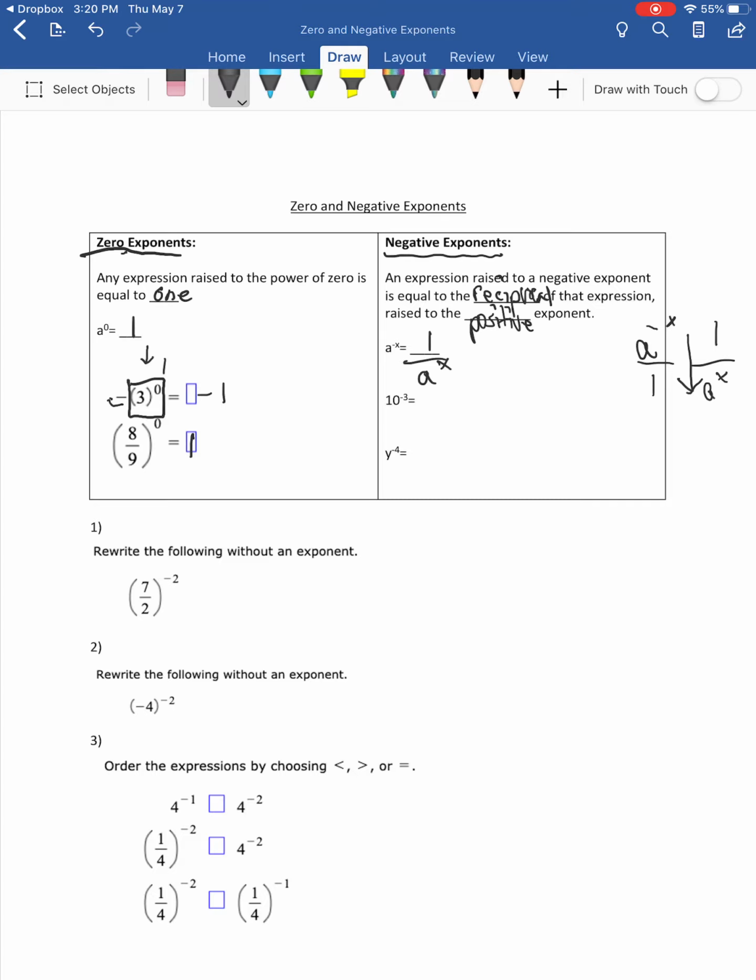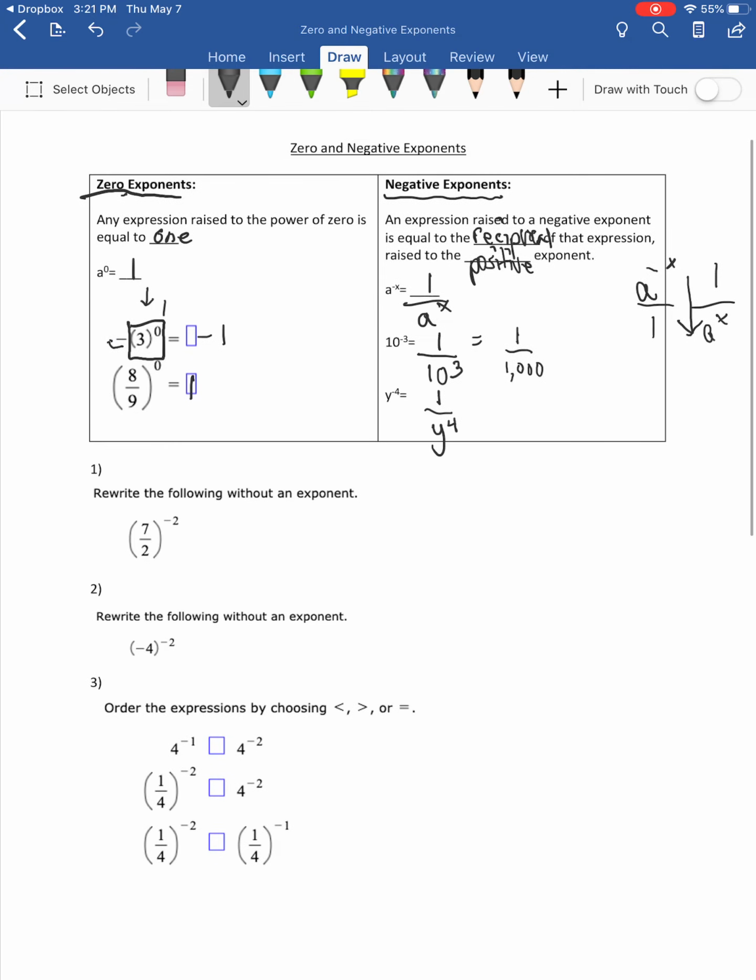So 10 to the -3 power is going to be 1 over 10 to the positive 3 power, which is going to, of course, be 1 over 1,000. Y to the -4 is going to be 1 over y to the positive 4. And nothing more to simplify there.